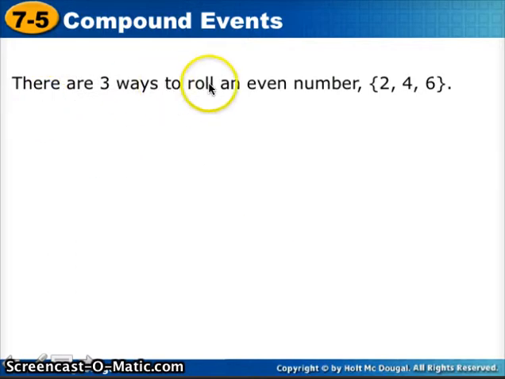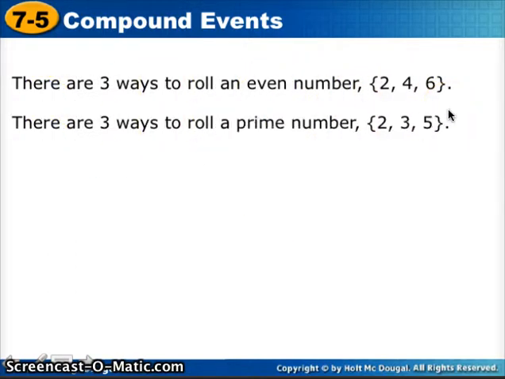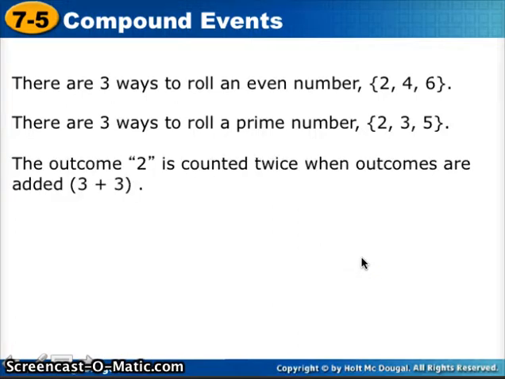So there are 3 ways to roll an even number. You can roll a 2, a 4, or a 6. There are also 3 ways to roll a prime number. You can roll a 2, a 3, or a 5. Well, if we had asked you to find an even number or a prime number, you would add them together. But the problem is that the outcome 2 is counted twice when the outcomes are added together. So when you add the 3 and the 3, you would end up counting the 2 twice.